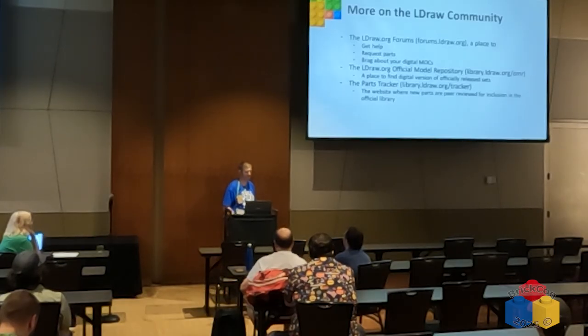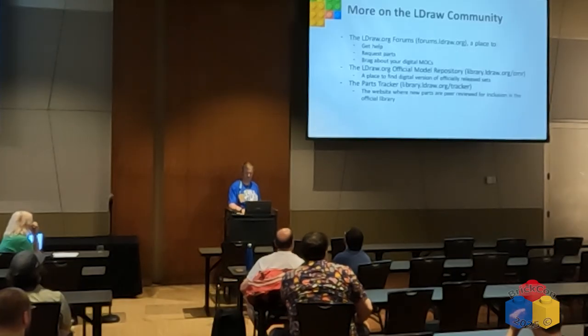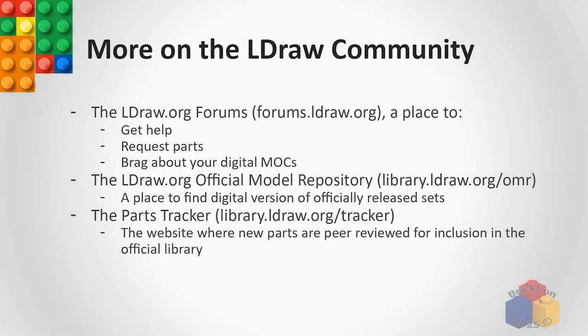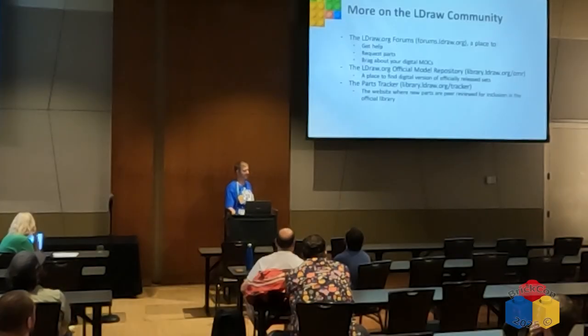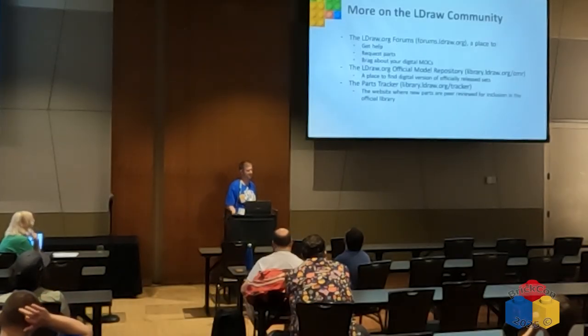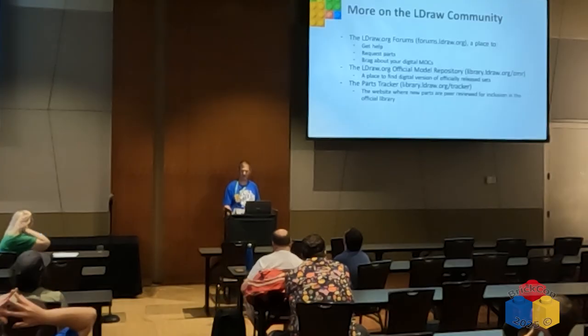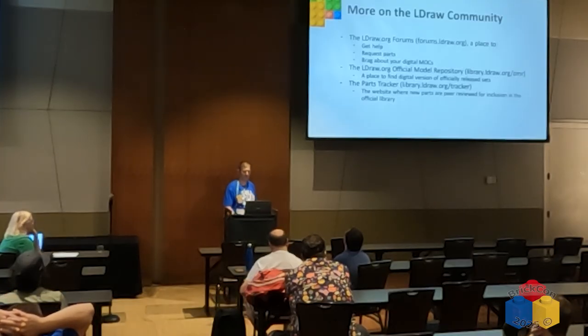For example, it's also where the parts tracker lives. The parts tracker is where we approve and review parts for submission into the official library. All of the new parts that go into the library are peer reviewed for completeness and accuracy. It gets looked at by two separate people, and then me or one of my admin helpers approve it, and then it goes out in the release for that month.